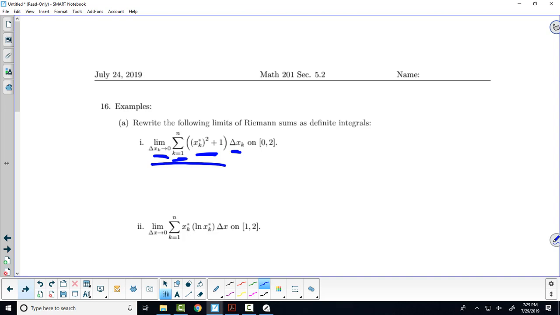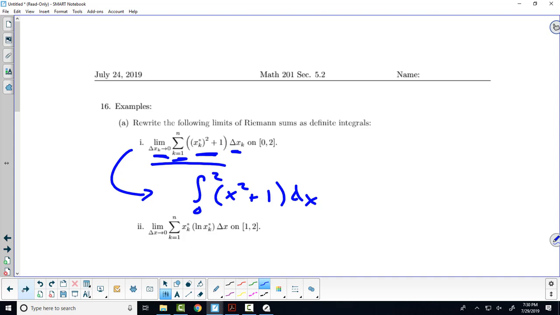So how would you write this as a definite integral? You would just write the integral from 0 to 2 of x squared plus 1 dx. That's all I'm asking you to do here. Now, after we learn the fundamental theorem, I might say, now evaluate this, and you would be able to evaluate that as well. But I'm asking you to recognize the limit definition of a Riemann sum and convert it to the definite integral.